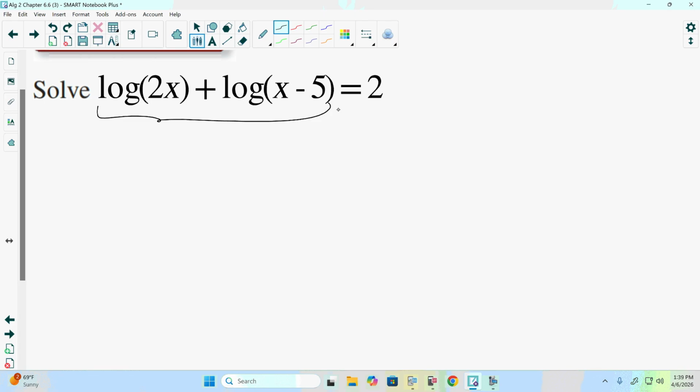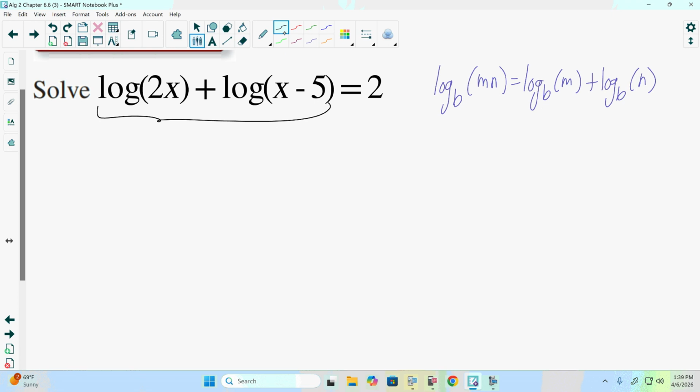Now, according to the product property, log base b of m times n is equal to log base b of m plus log base b of n. If I had two things being multiplied together inside of a log, I can rewrite it as a sum of those logs. Not too helpful for us here, but the converse: if I have two logarithms with the same base being added together, I can rewrite it as a single log with what was inside both of those logarithms being multiplied together.